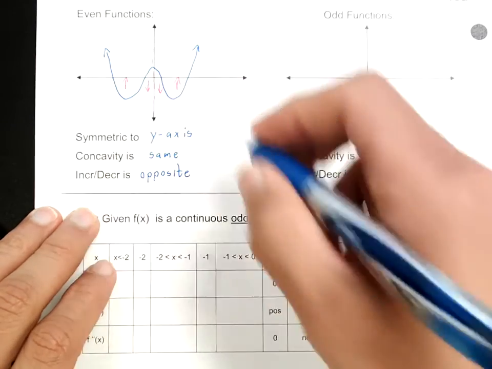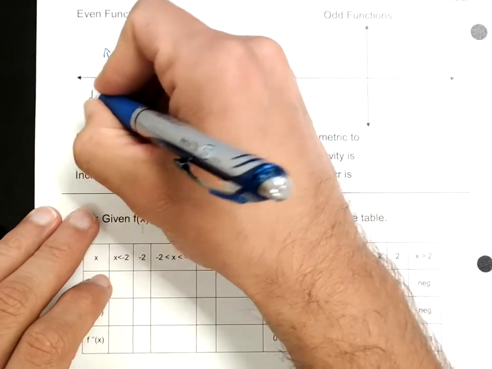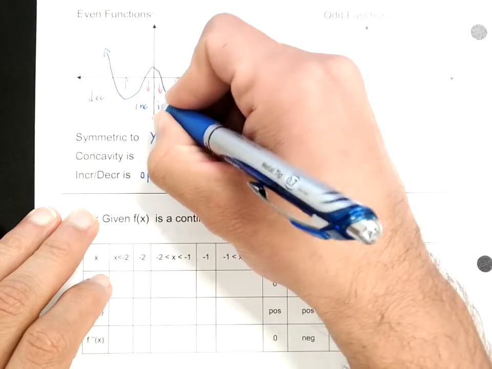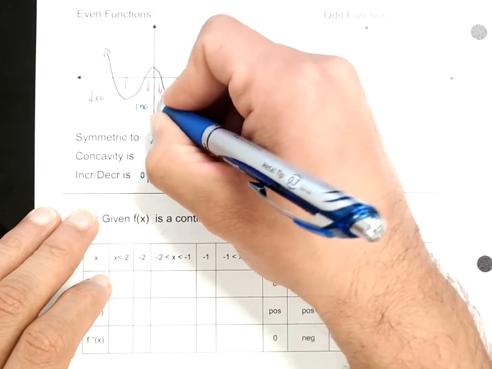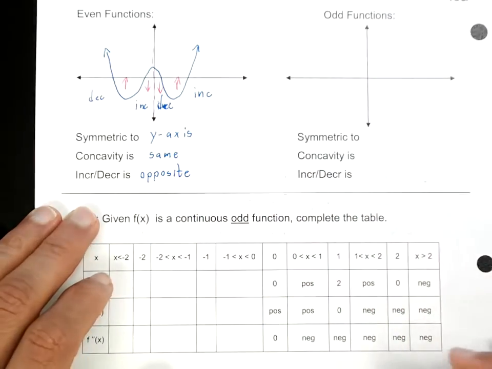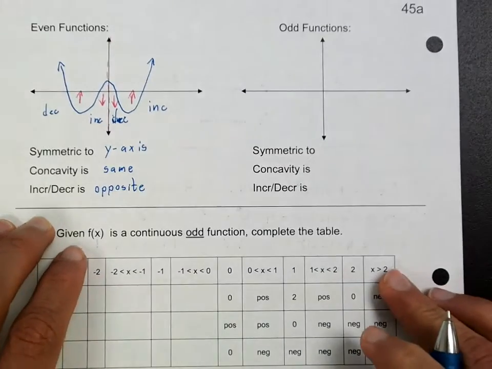Alright? And then the increasing and decreasing part, well, they're going to be opposite. Alright, so this is actually really good to remember. However, I normally don't try to memorize this because I think if you make sense of this, this is decreasing and this is increasing at this point. If you make sense of this, you don't have to memorize anything.